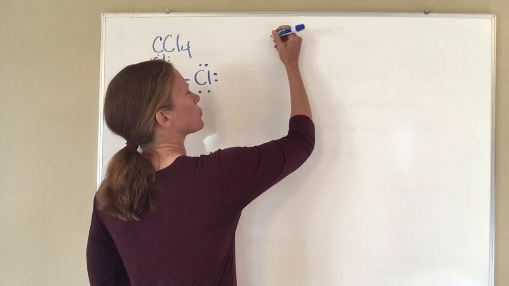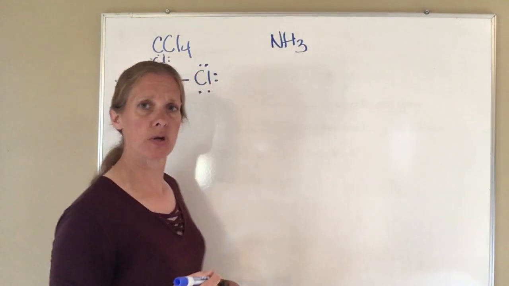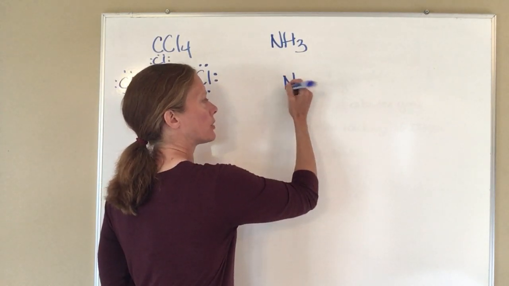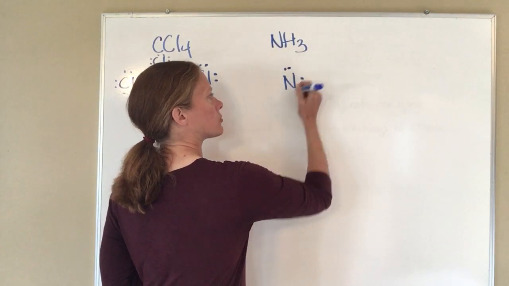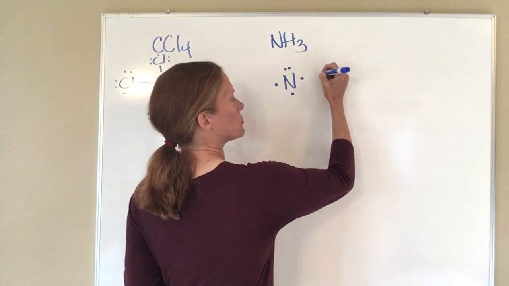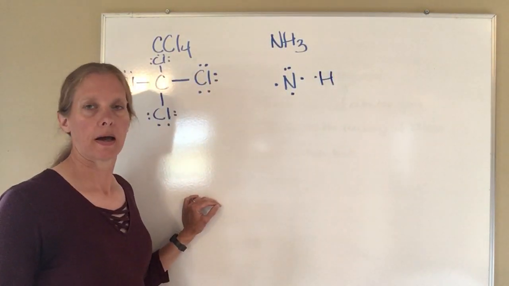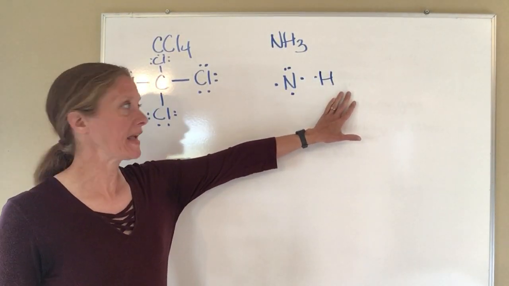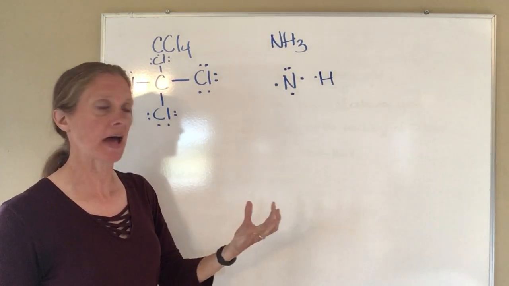Let's look at NH3 as another example. This is ammonia. Ammonia is in a lot of cleaners, and it has a pretty pungent smell to it. Nitrogen has 5 electrons around it, and its dot structure looks like this. And then I have hydrogens, and if you remember, hydrogen just has 1 electron in its valence shell. Hydrogen only needs 2 electrons to be happy, so he just needs to share 1 more electron and he's going to be satisfied.